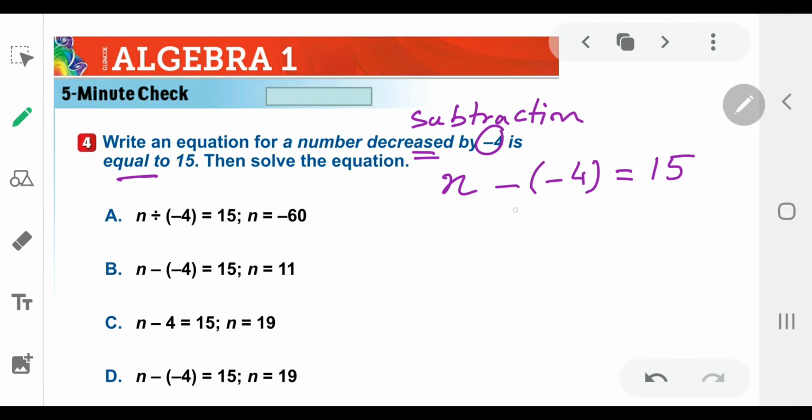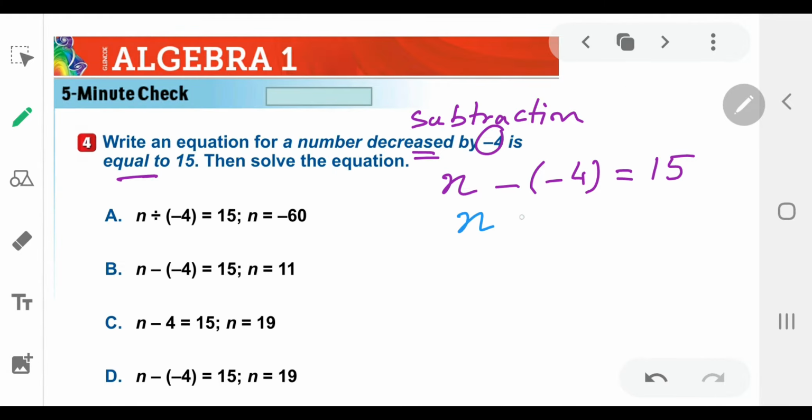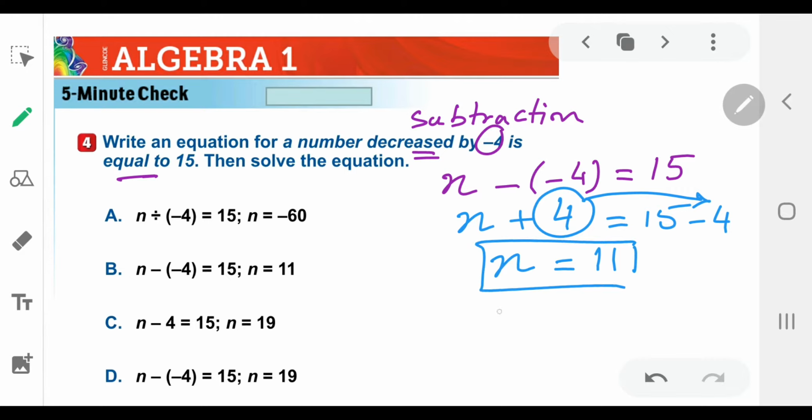I wrote my equation. Again, I have double signs here, so I have to simplify them. Negative after negative will be converted into positive. So instead of n minus negative 4, it's now n plus 4 is equal to 15. Again, I might add negative 4 to both sides, or subtract 4 from both sides, or directly drag this 4 to the right-hand side with the opposite sign. So it was plus 4, I took it to the other side, 15 minus 4, which is 11. Now I got the value of the variable, so the answer is B.